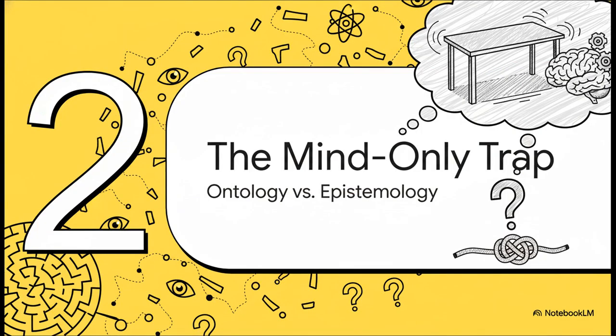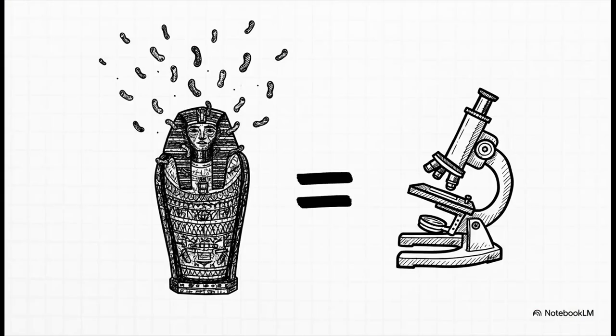Okay, so our table is real. It passes the test. But now another problem pops up. Some philosophers would jump in and say, sure, it's real, but it's only real in your mind. The idea is that its very existence depends on us being here to perceive it. And this is a really tempting idea, but it can lead you down a rabbit hole, a kind of mind-only trap. There's a name for this trap, the transcendental fallacy. Whoa, big words, I know.